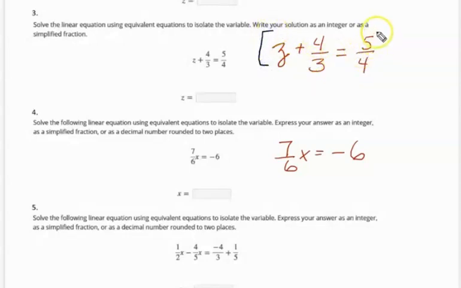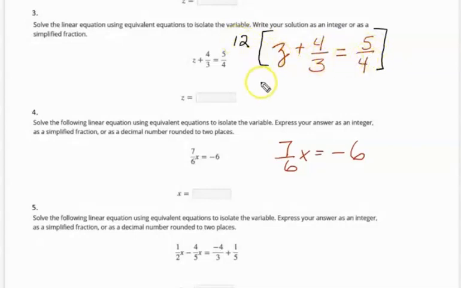So the protocol will be something like this. You've written this in your booklet, maybe a little smaller than this. You've put brackets around the whole thing. And now out here you're going to write the least common denominator, which is 12. So what's next? Well, you're going to multiply each term by 12. And this is a term, this is a term, this is a term.